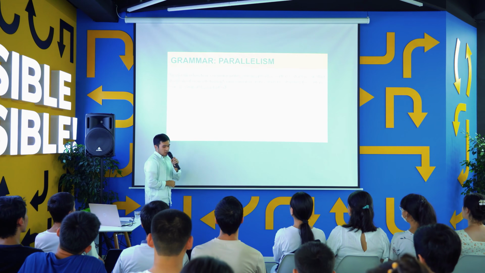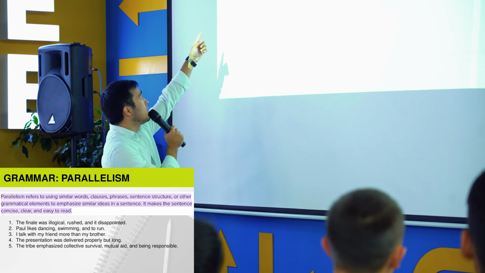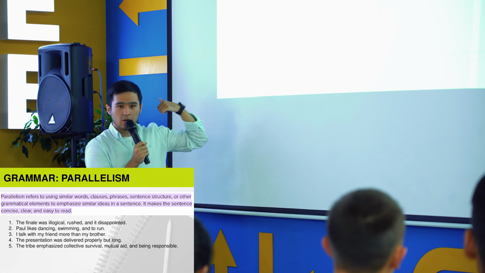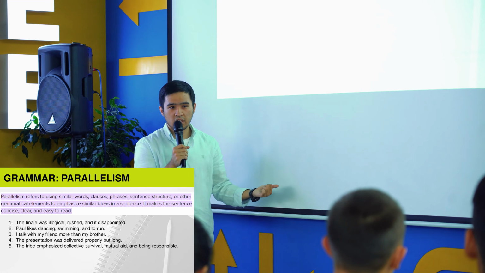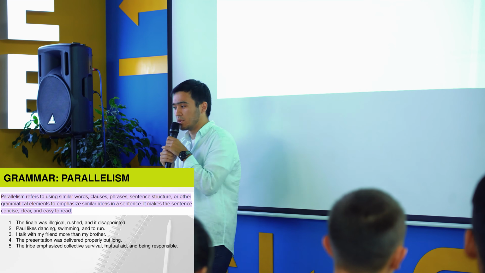Well, here it is. Parallelism refers to using similar words, clauses, phrases, and sentence structure, or other grammatical elements, to emphasize similar ideas in a sentence. It makes sentence concise, means clear, and easy to read. So that's our purpose. Our writing must be concise, clear, and easy to read. Okay? So I will show you some sentences where the parallelism rule is not followed. And you guys tell me what's wrong about it.